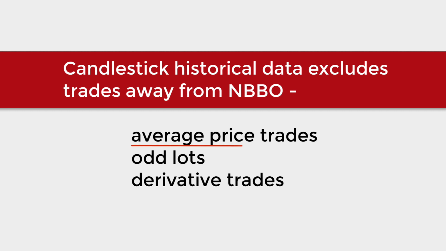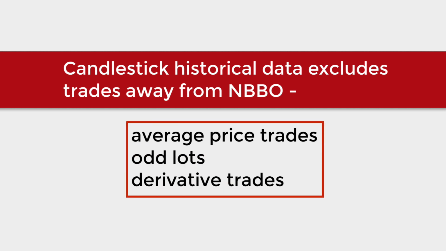So this includes things like average price trades, odd lots, or derivative trades. All these types of trades would be excluded from trade data when it's returned in candlesticks. So because of that, because it excludes certain types of trades, the volume information which you receive from Interactive Brokers data source, you will notice can vary from volume received from other sources, which do include those trade types.